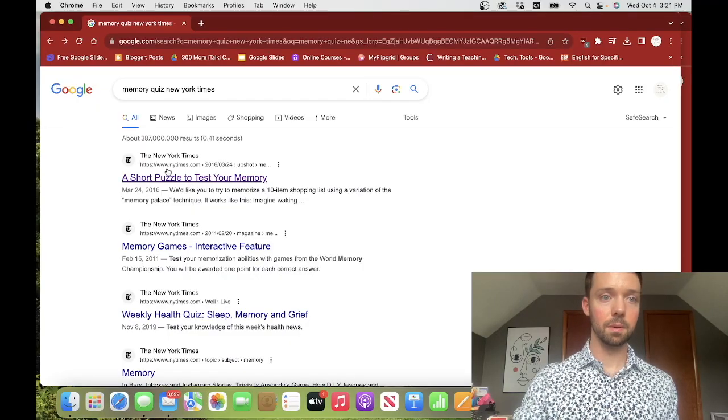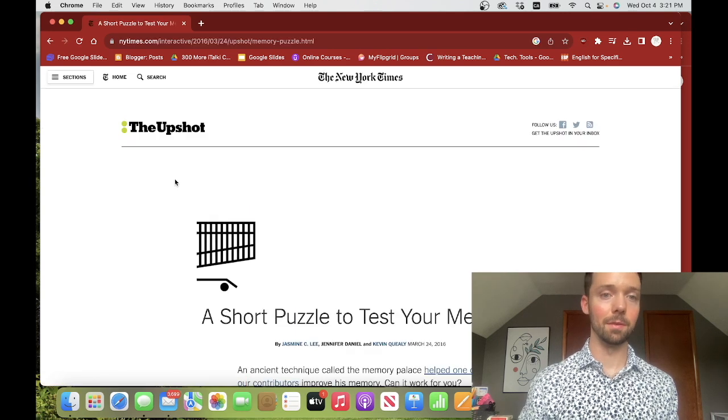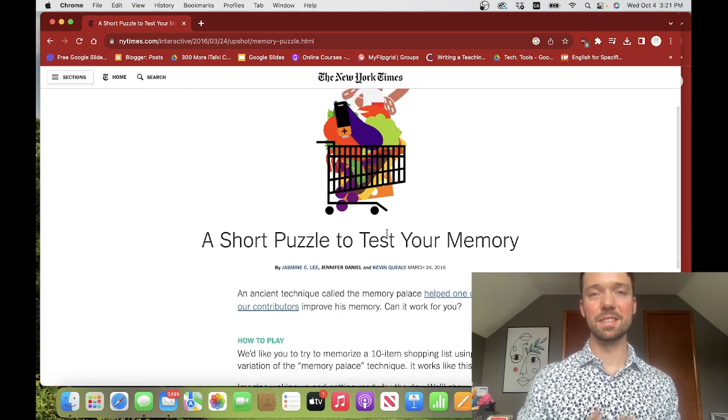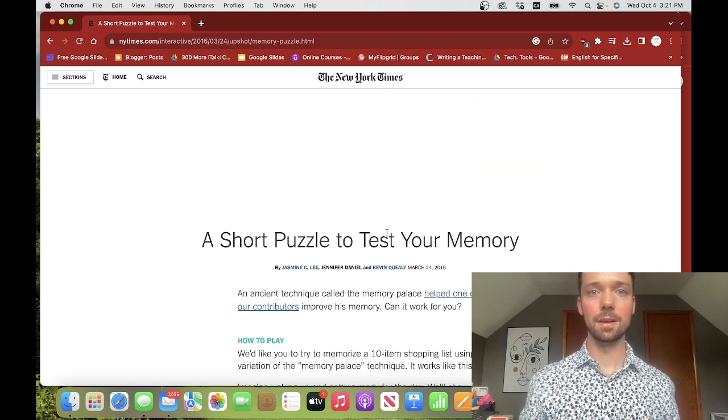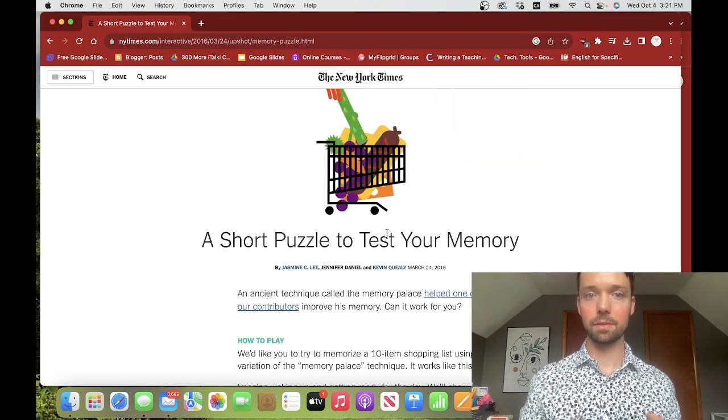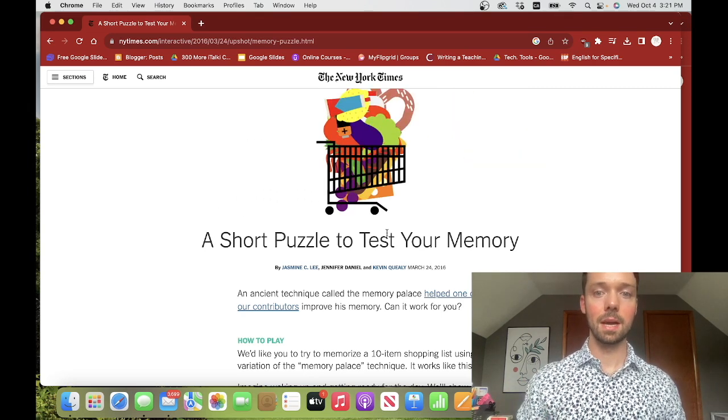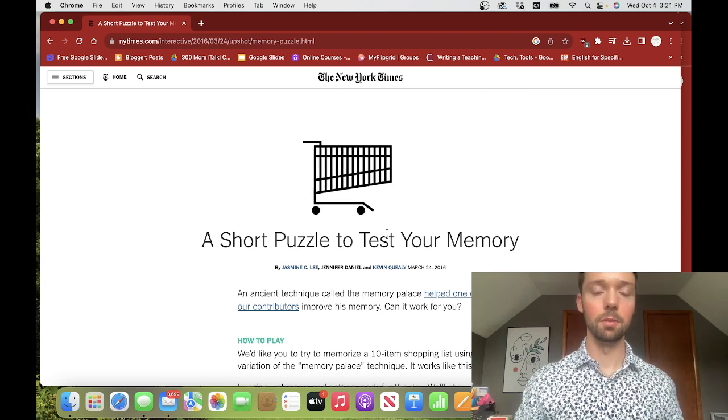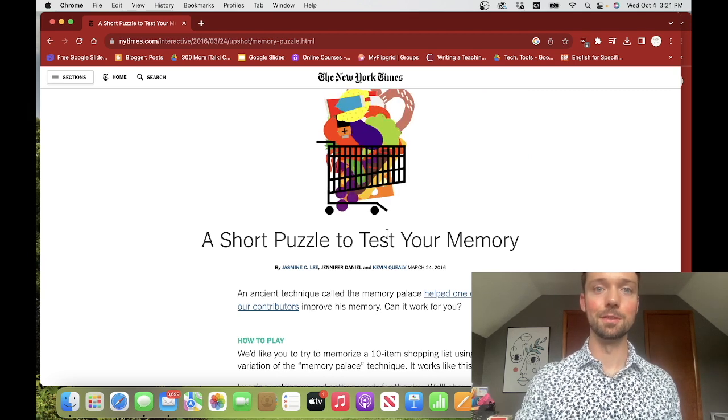Activity number four is just a memorization game. That could be asking students to remember a fact or an activity from the previous lesson. It could also be a memory quiz that you find online. For instance, I really like this one by the New York Times. It's a short puzzle to test your memory. It basically just includes a bunch of everyday items, and there are 10 of them that you have to remember from a list. I'll put the link down below, but it is a useful one to use with students.